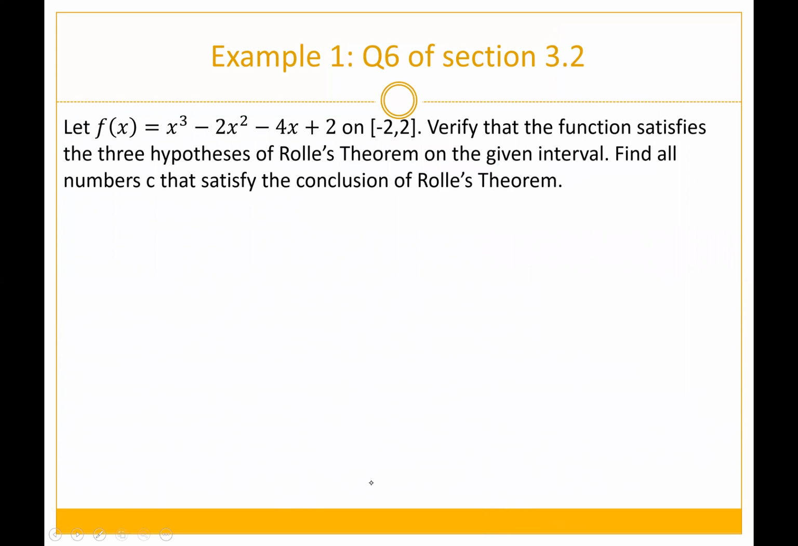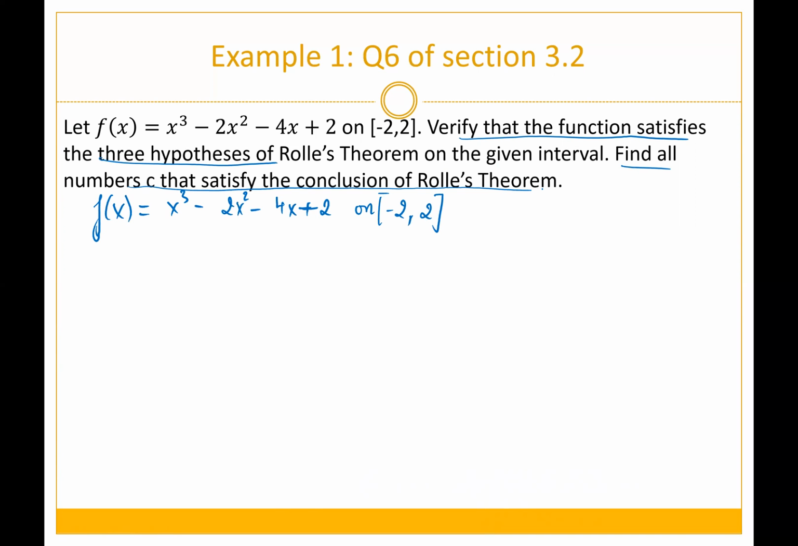You have f(x) equal to x cubed minus 2x squared minus 4x plus 2 on an interval of -2 to 2. It asks us to verify that the function satisfies the three hypotheses of Rolle's theorem, and find all numbers c that satisfy the conclusion of Rolle's theorem. The way we're going to do this is, the three hypotheses of Rolle's theorem: f has to be continuous on the closed interval -2 to 2, which is the case here because it's a polynomial, so it's continuous everywhere. And it's differentiable on the open interval -2 to 2, again because it's a polynomial.